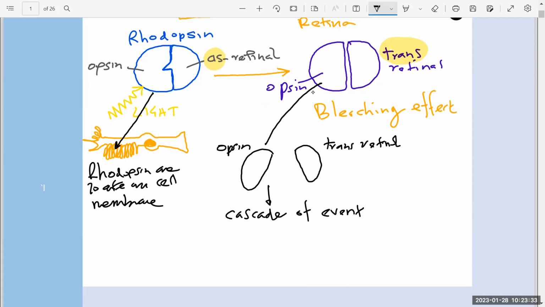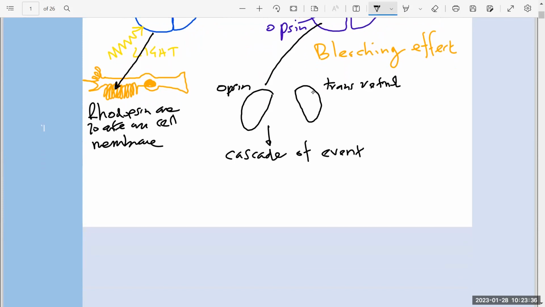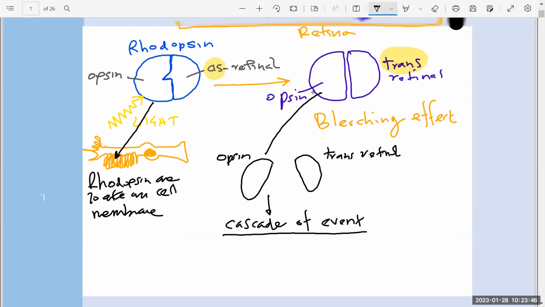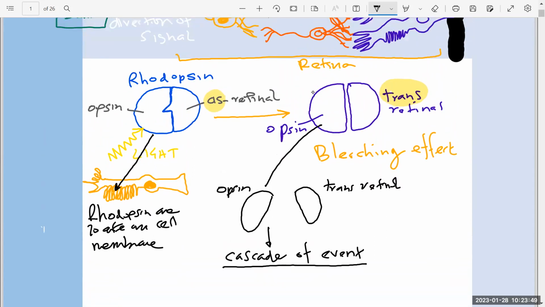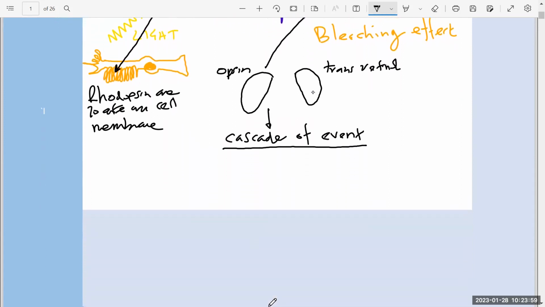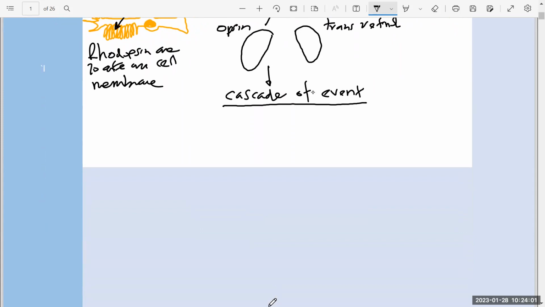Right. Next, what is the outcome of the cascade of events? So we try to remember the basic steps. Rhodopsin separates, cis to trans retinal bridging effect, and then opsin and trans-retinal form. Those molecules create a cascade of events. Right. The final effect of the cascade of events we can summarize like this.